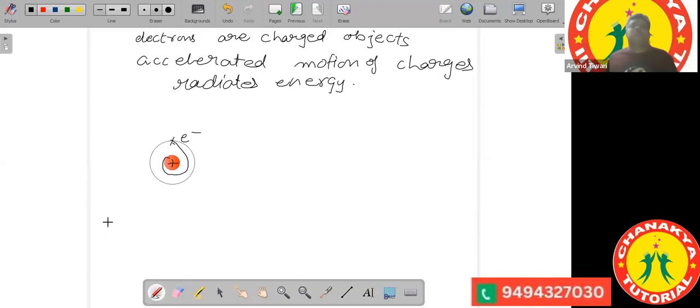Okay. So this problem was resolved by Niels Bohr. Okay. So understood. This is the main drawback of the model. So what is the drawback? It could not explain stability of atom.